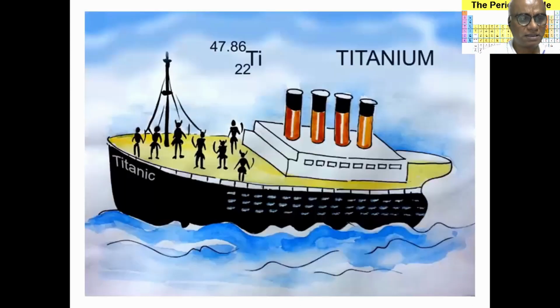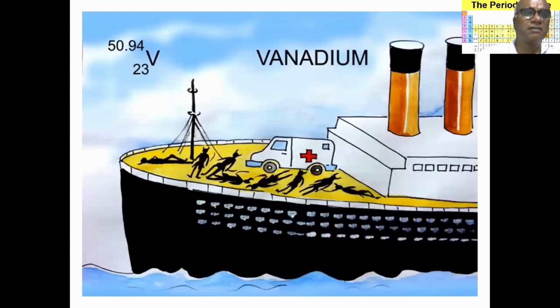And all these Scandinavians or Vikings are traveling in a ship called Titanium. The 22nd element is titanium. And they are fighting with each other.